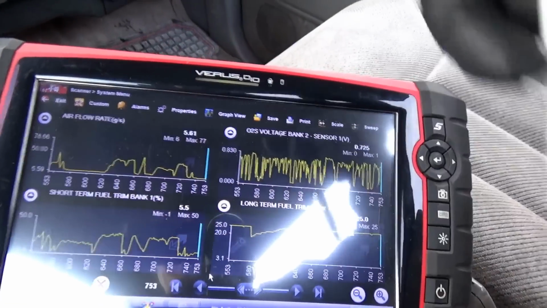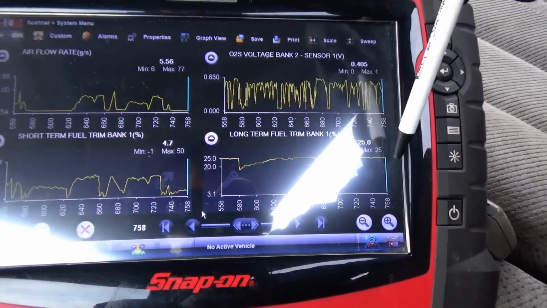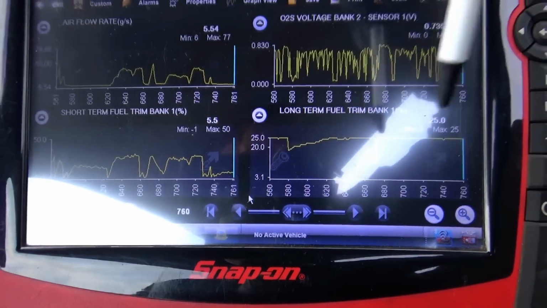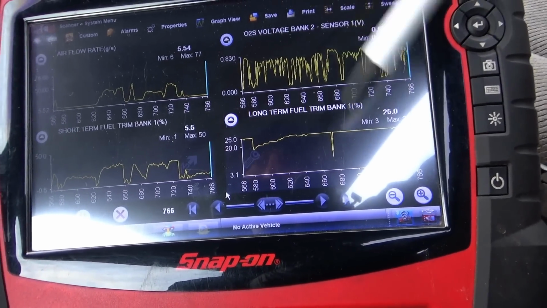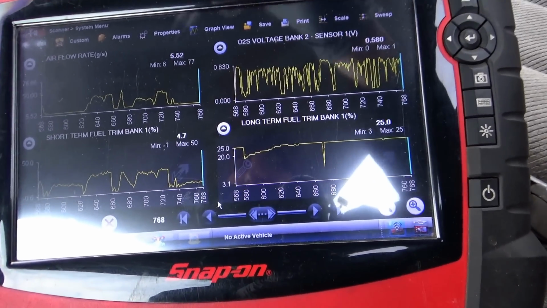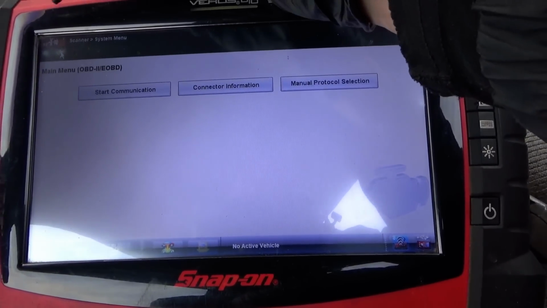So we're almost done with this diagnosis. We just need to hook up a fuel pressure gauge and verify proper fuel pressure. Alright, at a hot idle in park, 5.6 grams per second. Look at that. Long term pegged at 25. Short term is about 5, so it's adding 30% at idle and like 50% under load. So let's measure the fuel pressure.